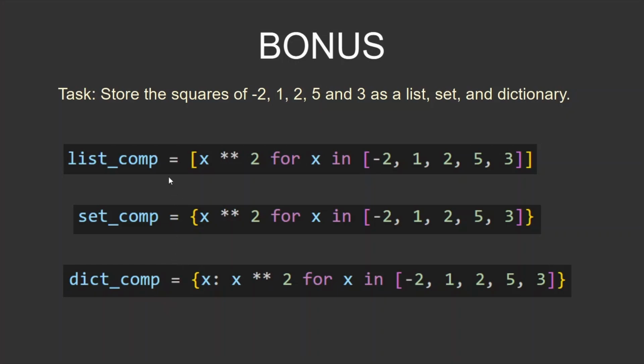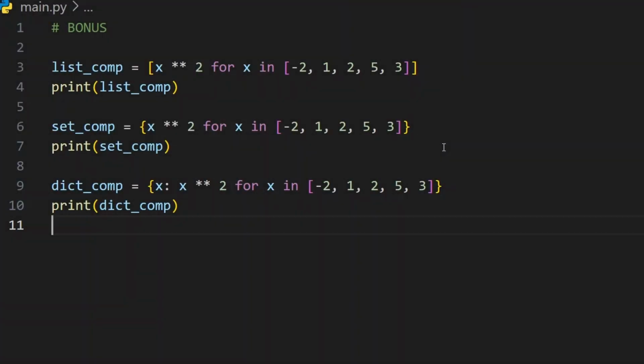Here's a bonus. You can not only create list comprehensions but also set comprehensions and dict comprehensions. If you try tuple comprehensions, you get a generator. Set comprehension is just the same with curly brackets, and it removes any duplicate values. -2 squared and 2 squared are the same, so it just stores 4 once. For dict comprehensions, you again use the curly brackets, but this time you first use the key, then a colon, and then the value. So this is the output.